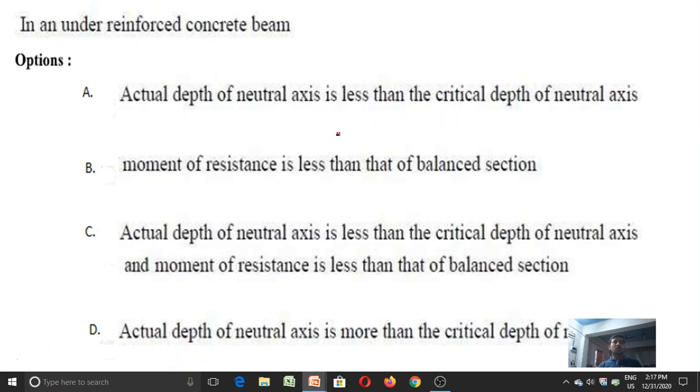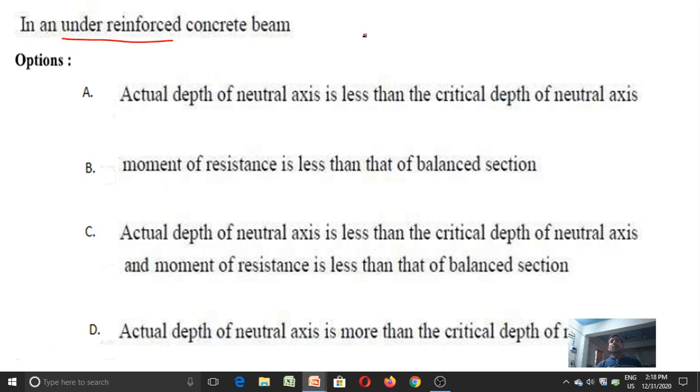So let us discuss one more question. Here, in an under reinforced concrete beam, these are the options. Actual depth of neutral axis is less than the critical depth of neutral axis. The moment of resistance is less than that of the balanced section, and the actual depth of neutral axis is less than the critical depth of neutral axis, and the moment of resistance is less than that of the balanced section. And option D is the actual depth of neutral axis is more than critical depth of the neutral axis. So to arrive at the answer for this question, let me explain what the characteristics of an under reinforced section are.